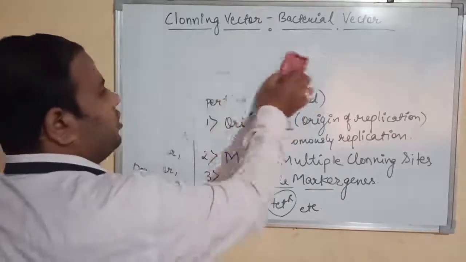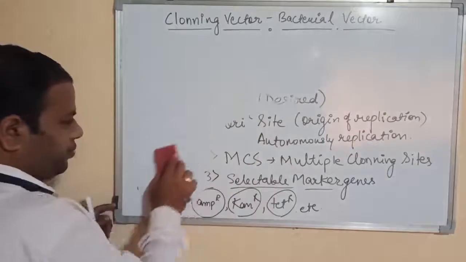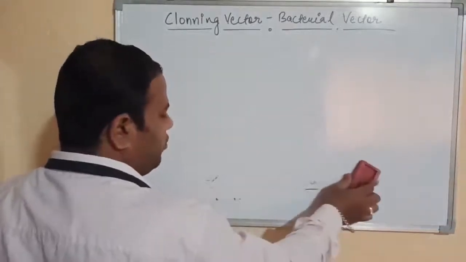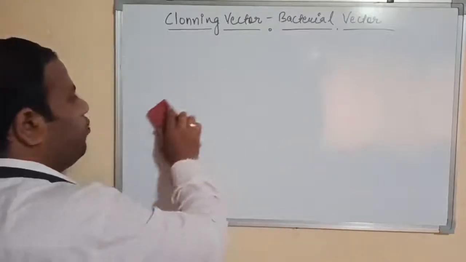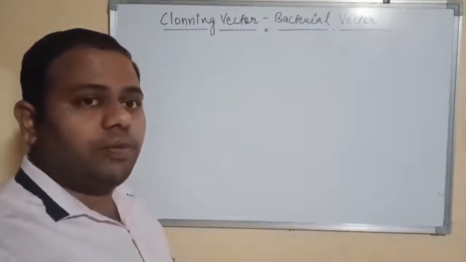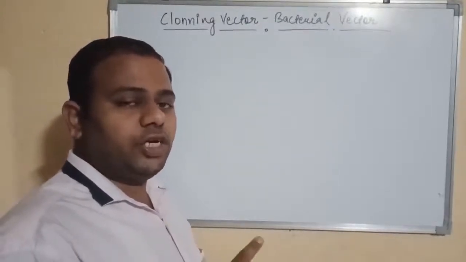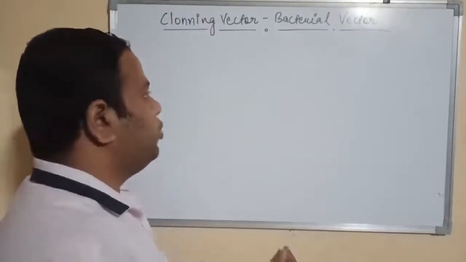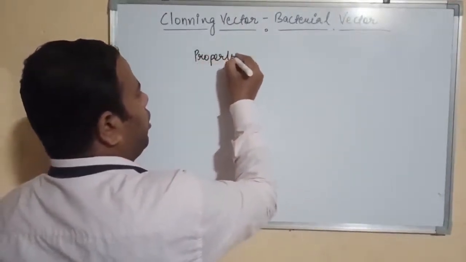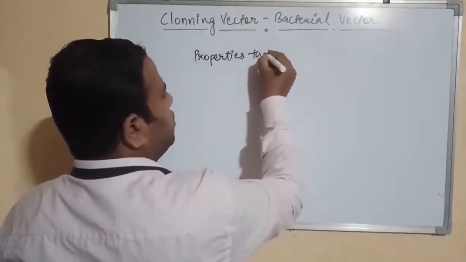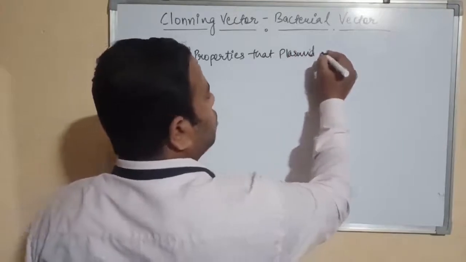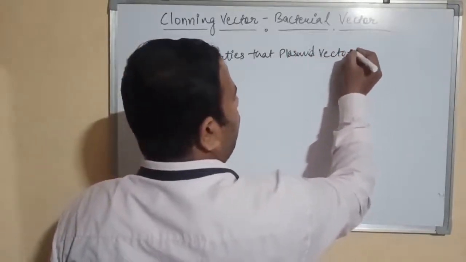Now let's see what are the different bacterial vectors. The major vector that a bacteria possesses is the plasmid vector. So we are going to see two important plasmids. Before we see the two plasmid vectors, let's see what are the properties of plasmid vectors that it should have to successfully integrate into the cell. So let's see the properties that a plasmid vector should have.